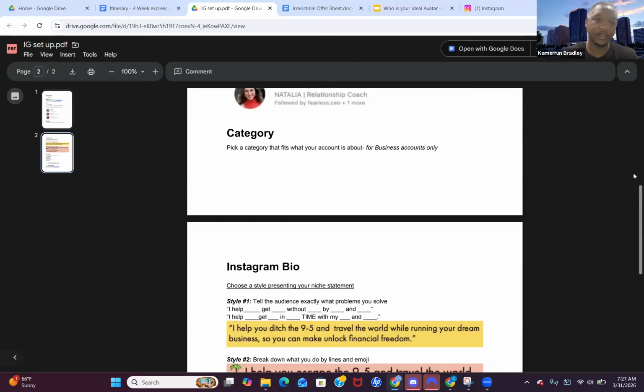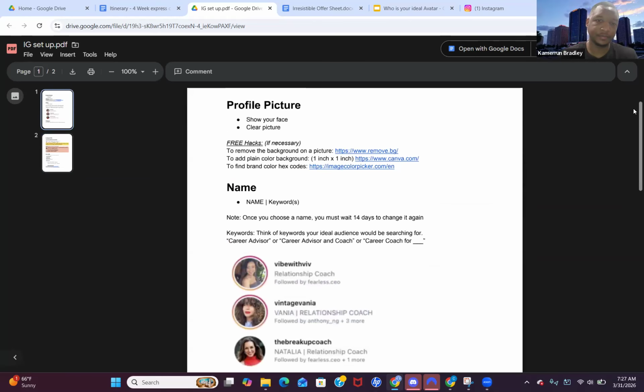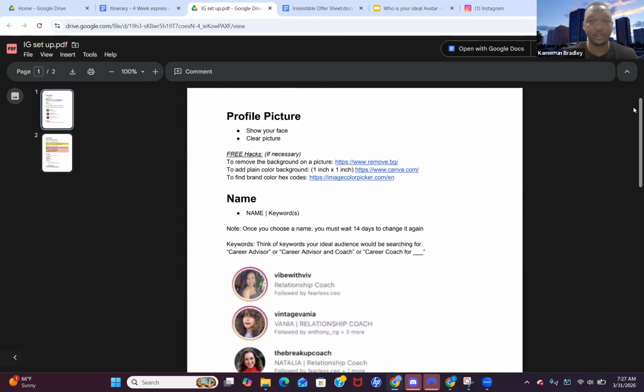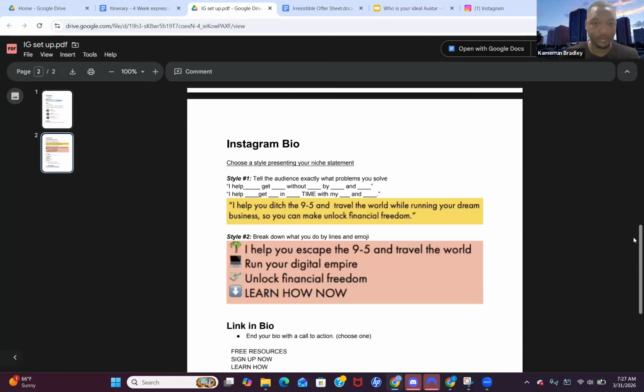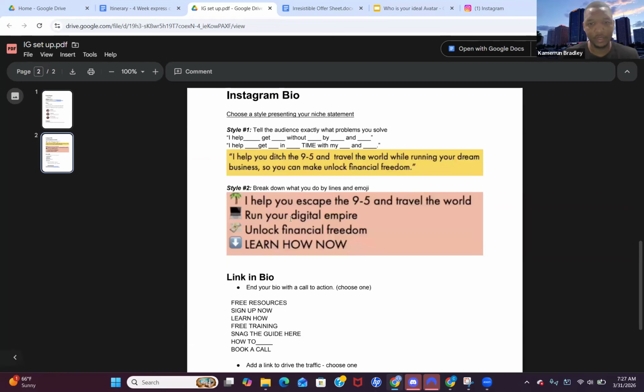The IG setup shows you how to set up your IG for whatever you're trying to do. So if you have a credit repair business, something like that, you can just put how to have it set up. I would recommend if you try one of these styles, fill it out, put it in ChatGPT, and ask it to edit it a little bit more for you.